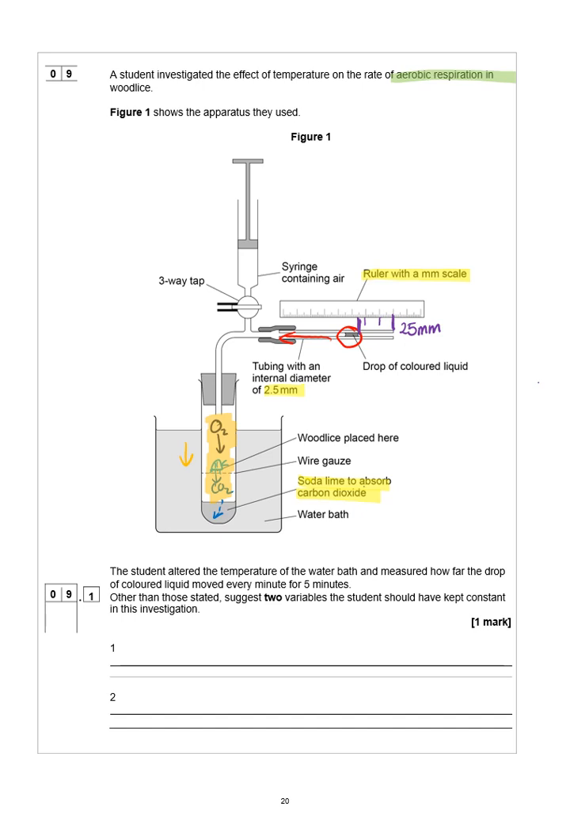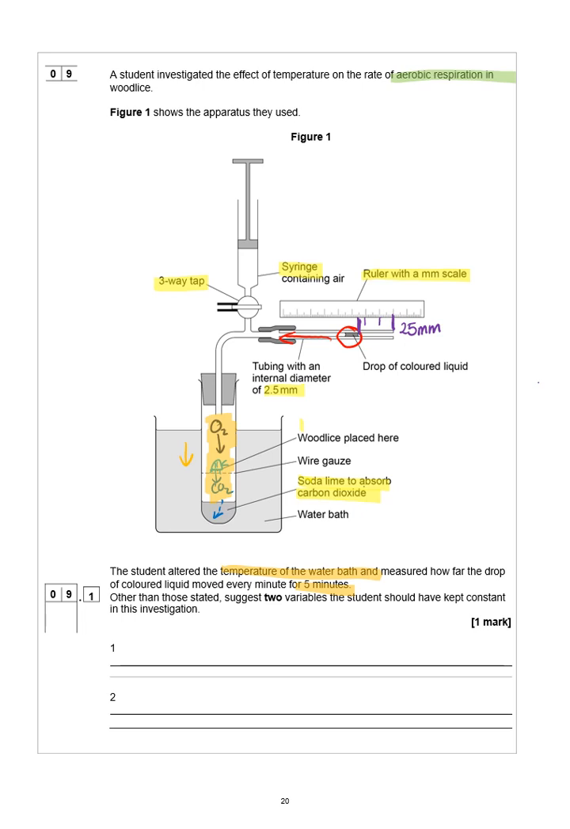And we've also, clearly on the diagram, got a three-way tap that's labelled and a syringe. Don't forget, a lot of these pieces of information are there for a reason. The examiner doesn't waste ink. He wants you to use it if it's there on the page. So we're thinking the fact that the student altered the temperature, so that's the thing that they are changing, and they changed the temperature of the water bath, and they were seeing how far the colour drop moves every 5 minutes. Other than those stated, name two variables that the student should have kept constant.